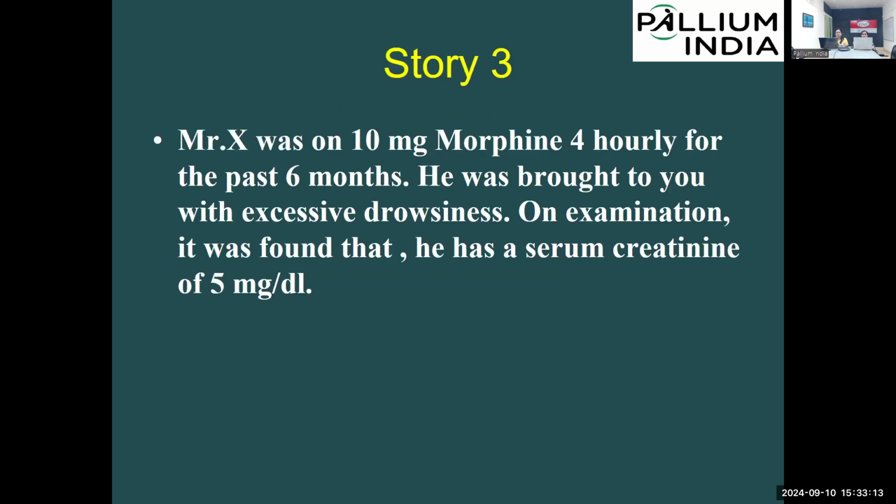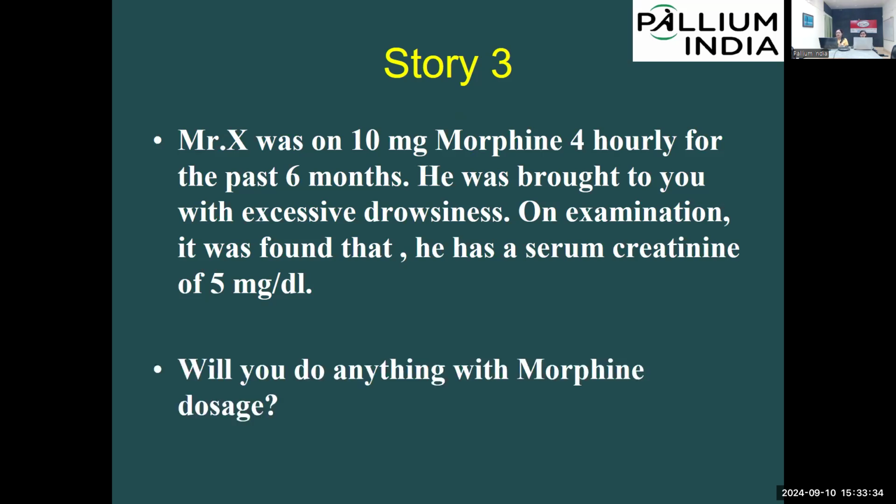So the next stage, the patient is on 10 milligram of oral morphine 4 hourly for the past 6 months. Now, he was brought to you with excessive drowsiness, and on examination, we found that his serum creatinine level is 5 milligram per deciliter. Should we do anything with the morphine dosage?